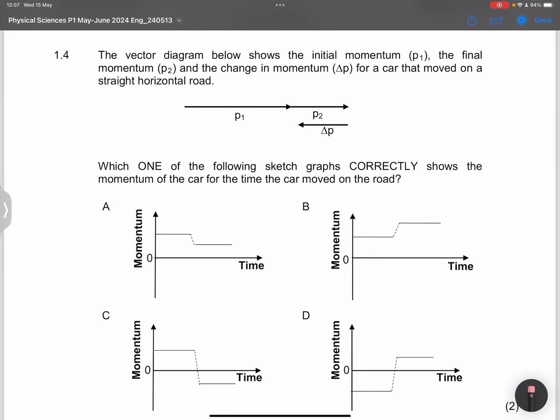Now, let's look at which one is a correct interpretation. Initial momentum must be bigger and positive. So the only one that seems to suggest that is option A. You can see our P1 is bigger, and that is P2. And certainly if you take P2 minus P1, you will get a negative answer.